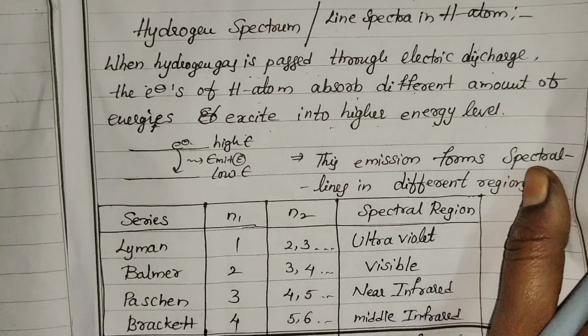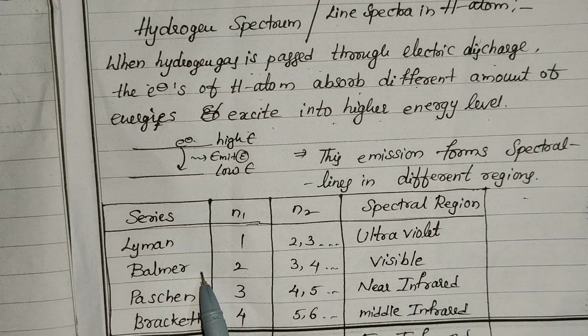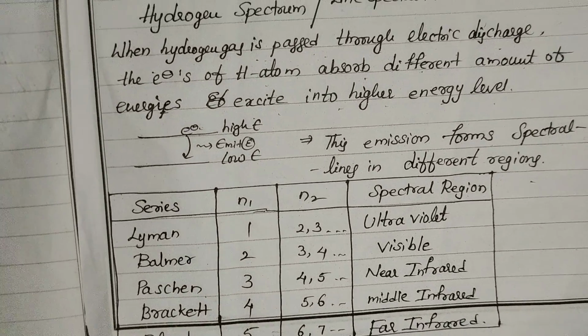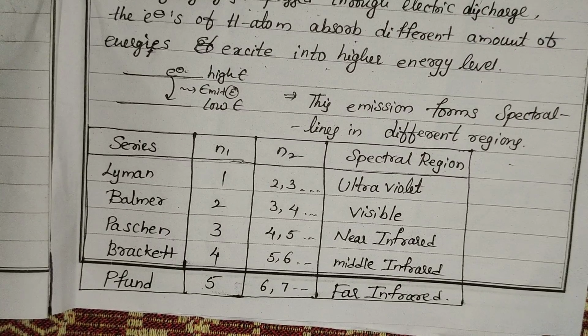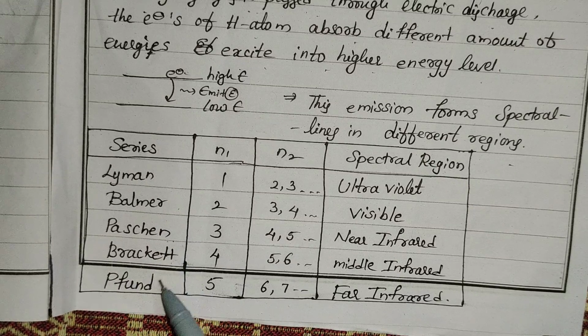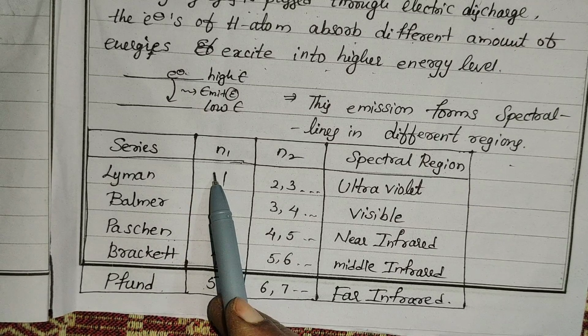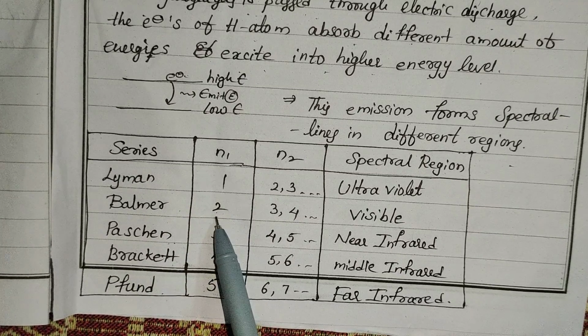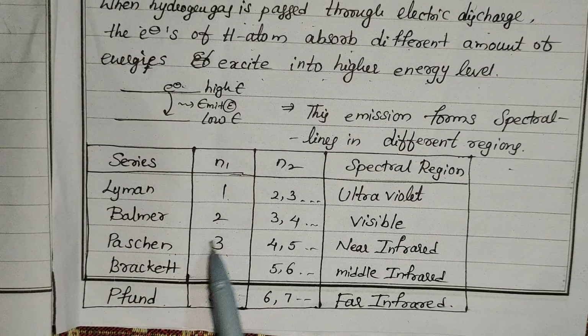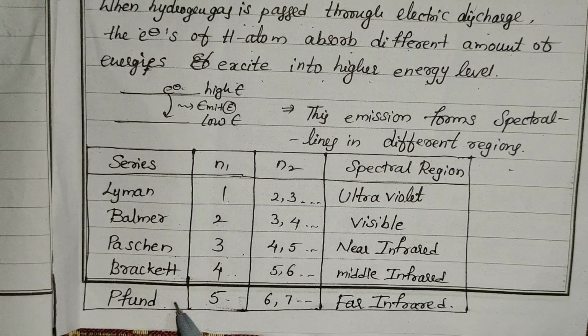One is the Lyman series, Balmer series, Paschen series, Brackett series, Pfund series. There are others also, but according to the IPE, these five are enough: Lyman, Balmer, Paschen, Brackett, Pfund. For Lyman n1 value is 1, then 2, 3, 4, 5. Lyman 1, Balmer 2, Paschen 3, Brackett 4, Pfund 5.